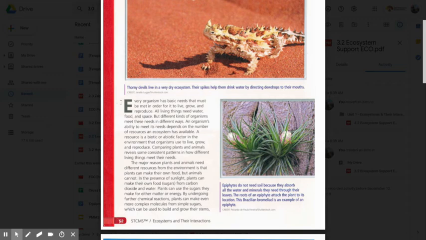Every organism has basic needs that must be met in order for it to live, grow, and reproduce. All living things need water, food, and space. But different kinds of organisms meet these needs in different ways. An organism's ability to meet its needs depends on the number of resources an ecosystem has available. A resource is a biotic or abiotic factor in the environment that organisms use to live, grow, and reproduce.